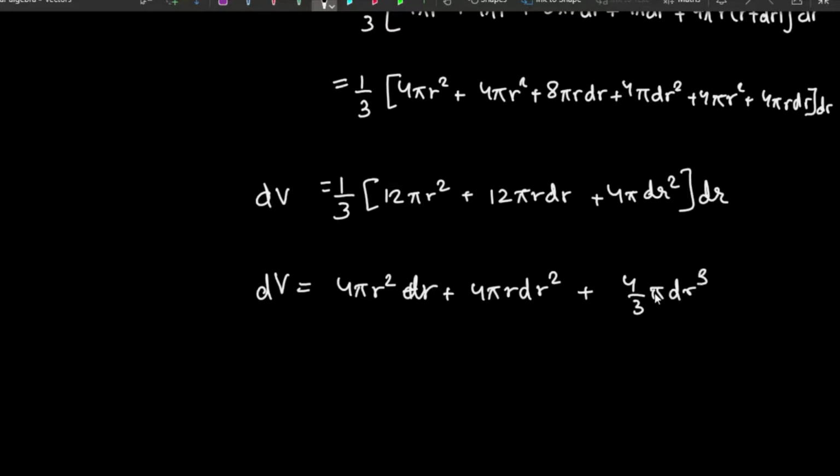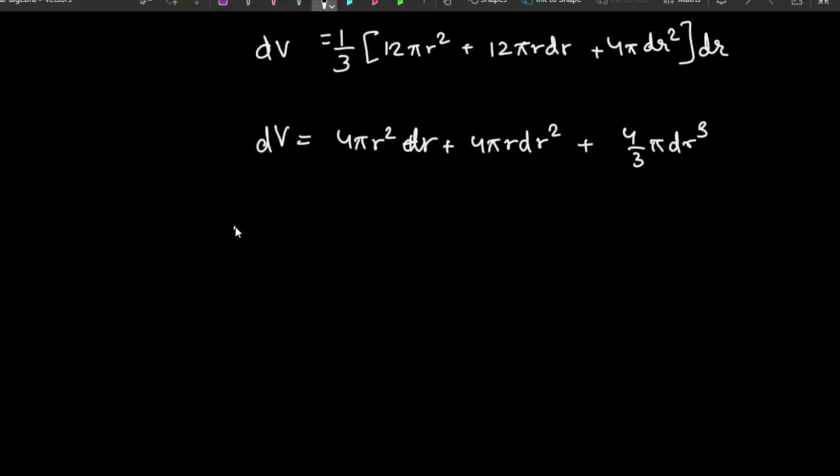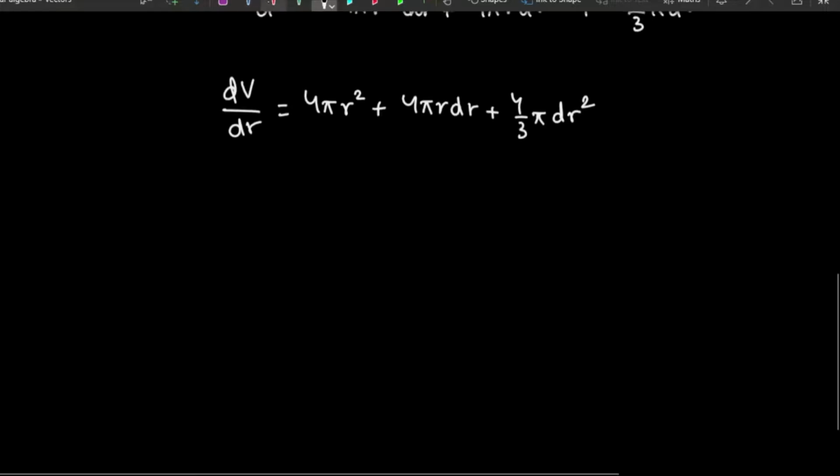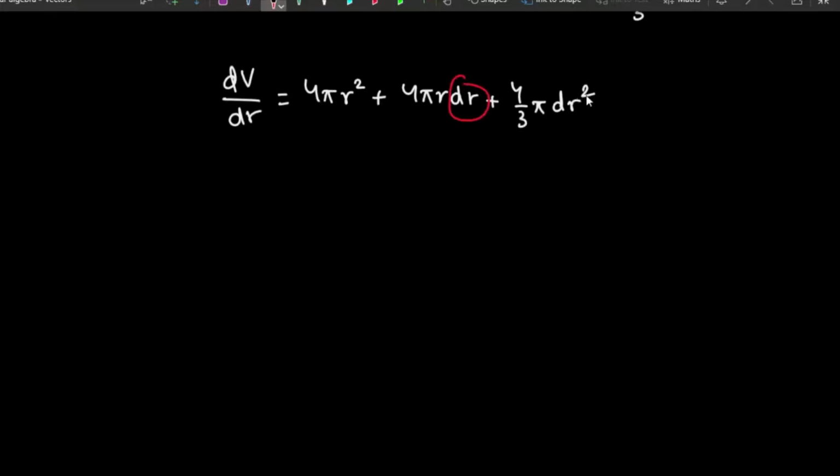And in this kind of case we will obviously now go ahead and find dv by dr, which becomes 4 pi r square plus 4 pi r dr plus 4 by 3 pi dr square. And as we did before, we will neglect the dr and dr square terms, and at the end we will be left with 4 pi r square.